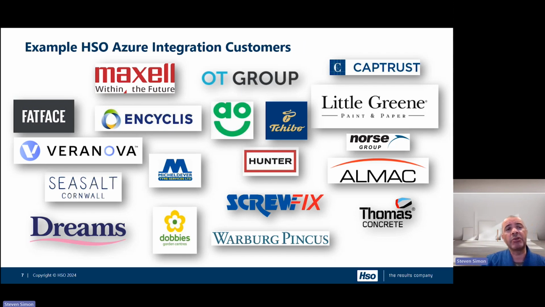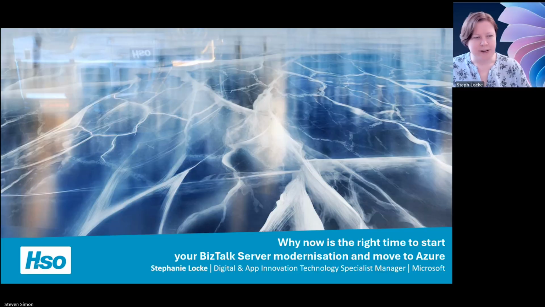This is just an example of some of the customers in the UK where we've deployed Azure Integration Services. Again, I've got 2 case studies at the back where I talk through complex migrations from BizTalk through to Azure Integration Services, where we worked with HSO International out of the Netherlands, where our head office is. But now I'll pass over to you, Steph. Yeah, thank you so much, Stephen.